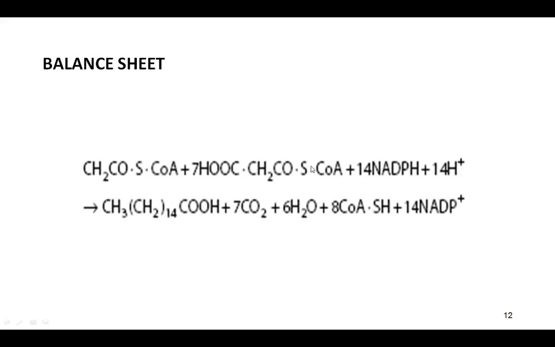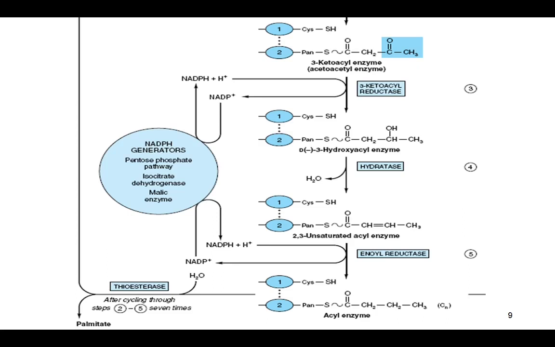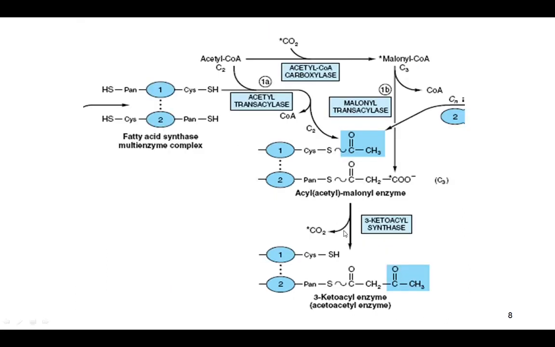So a total of 7 malonyl coenzyme A and one primer acetyl coenzyme A will be utilized, and it will need 14 NADPH, because 7 cycles are happening, and in each cycle 2 NADPH are required for the 2 reductase enzymes, along with 14 H plus, and ultimately it will form palmitic acid, the 16 carbon palmitic acid. 7 carbon dioxide will be released, then coenzyme A will be separated and ATP will form. And where these 7 carbon dioxide are released, you will see in this step. So this carbon dioxide is released in the second step.